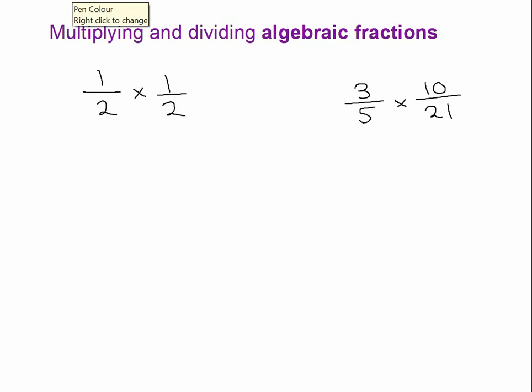Hi everyone, and welcome to this video on how to multiply and divide algebraic fractions. So we've looked at simplifying, we've looked at adding and subtracting. Now it's time to do multiplying and dividing.